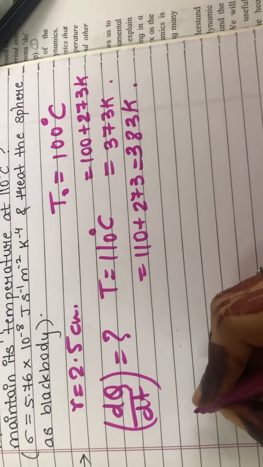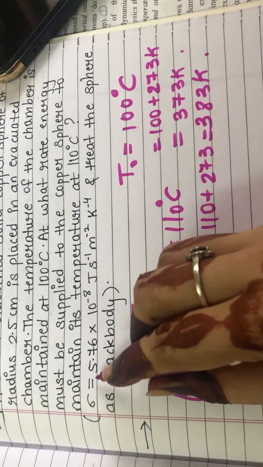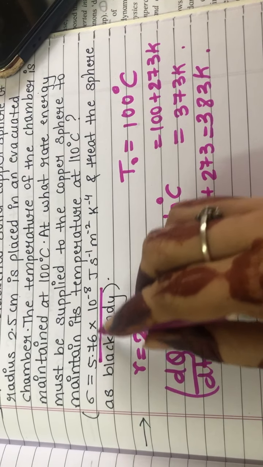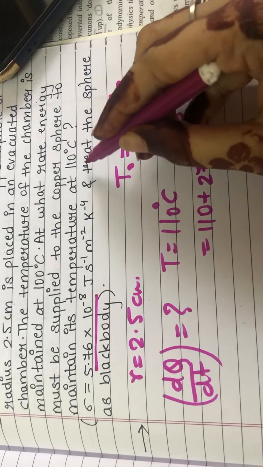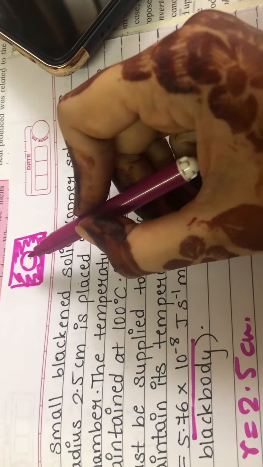So we have the formula with us. Okay, now something else is also given to us. Stefan's constant is asked to be taken as 5.76 into 10 raised to minus 8, and treat the sphere as a black body. We are asked to treat this sphere as a black body.